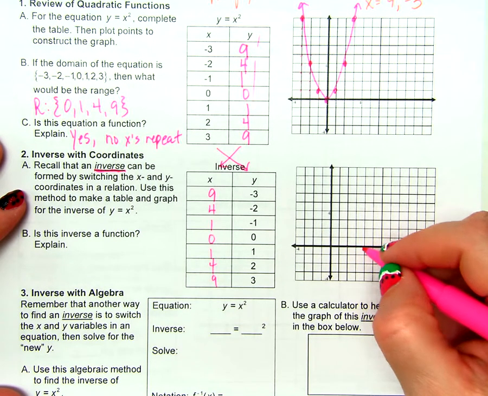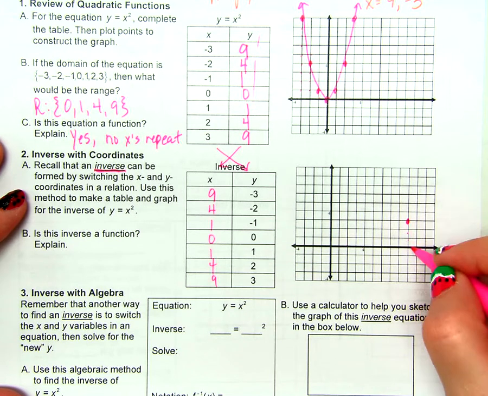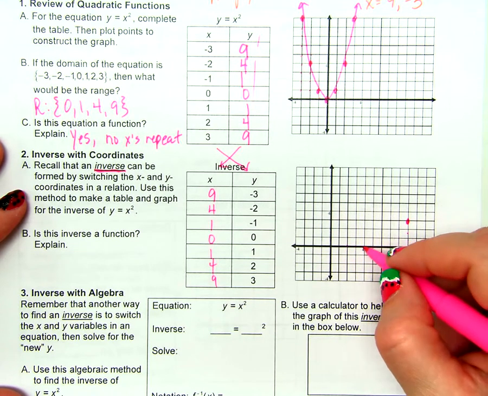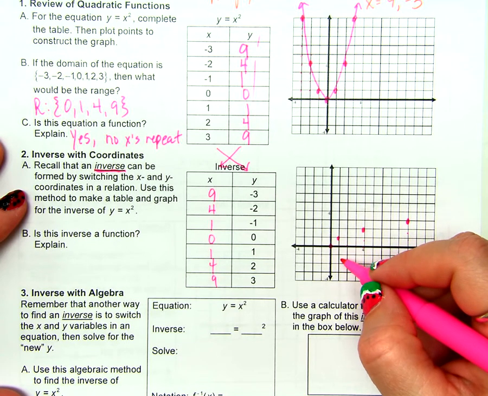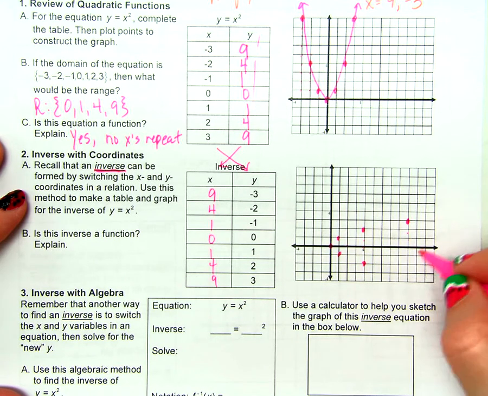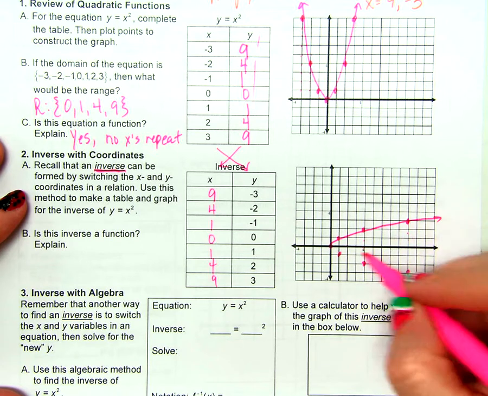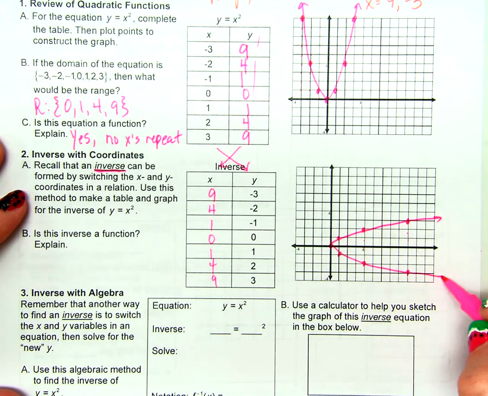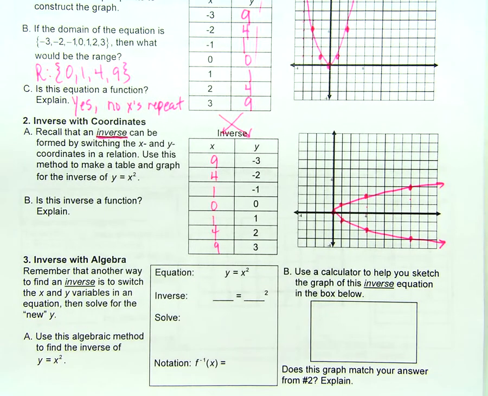1, 2, 3, 4, 5, 6, 7, 8, 9. 1, 2, 3. 1, 2, 3, 4. 1, 2. 1, 1. 0, 0. Any questions so far?